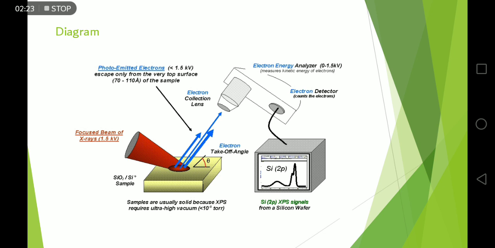Here is a diagram of XPS that I can explain. As we can see, there is a yellow colored sample, which is usually solid because XPS requires ultra high vacuum. The pressure of the ultra high vacuum is about 10 to the power of minus 8 torr, and a focused beam of X-rays is directed on the sample, and electrons take off to the machine of white color, the electron energy analyzer. This is also called the electron collector. This machine, together with the electron detector, tells the signals of XPS and what the incoming energies are.